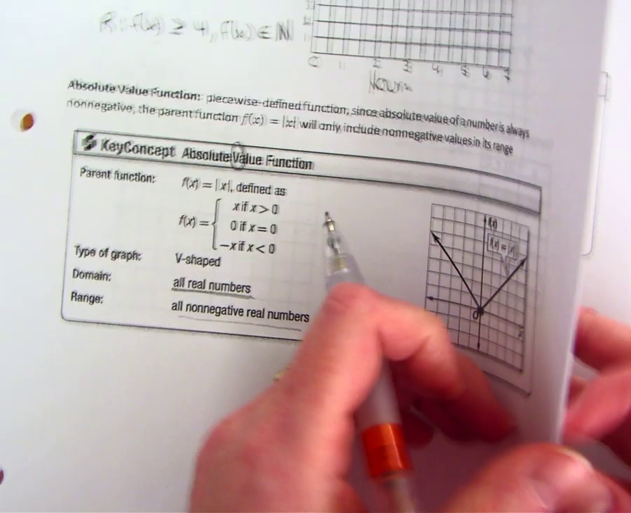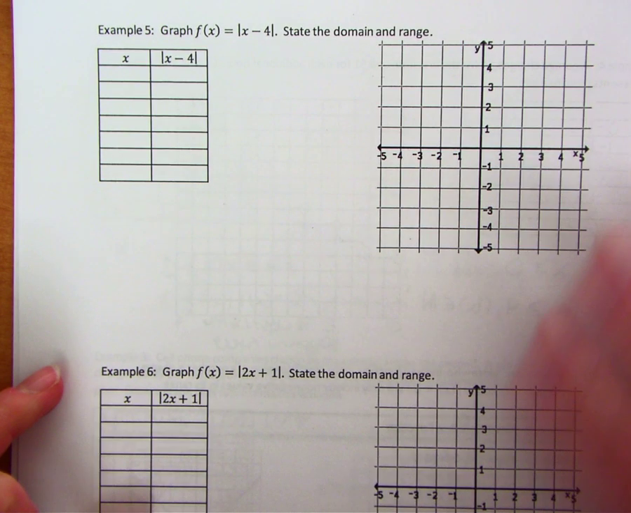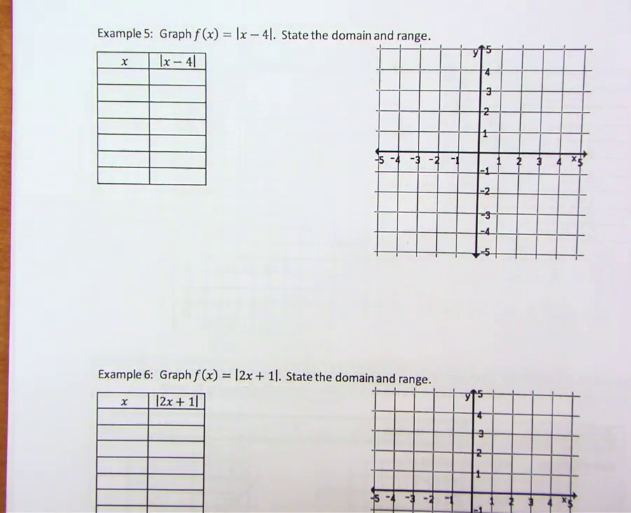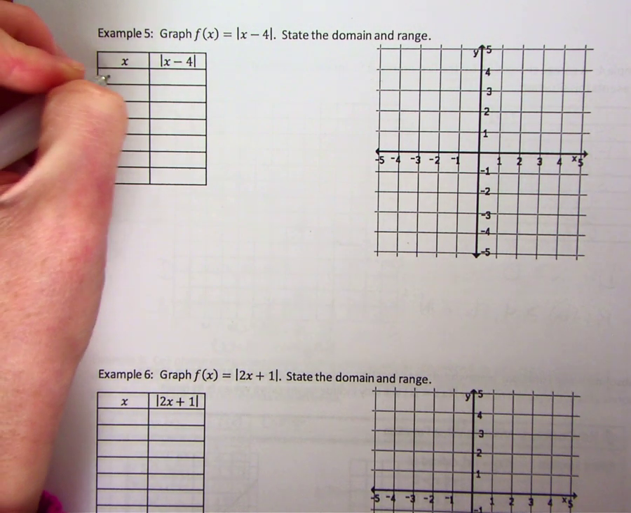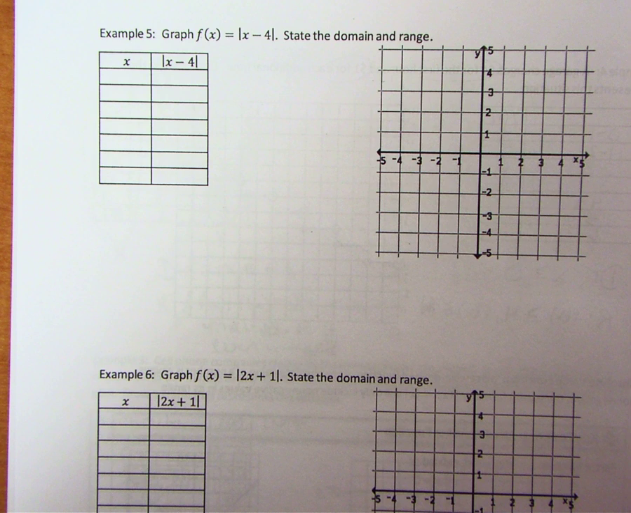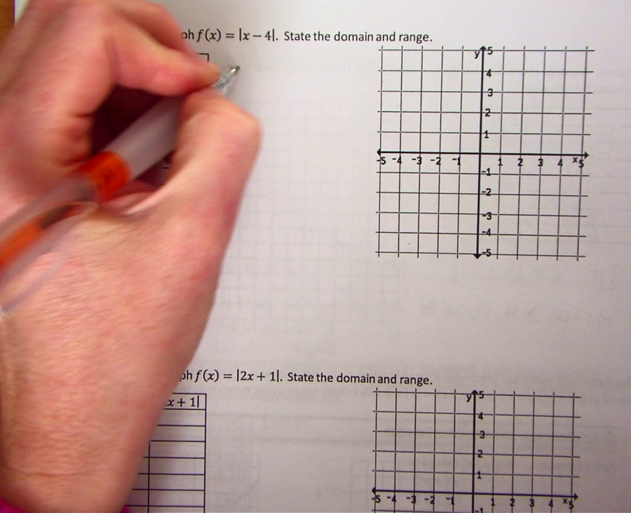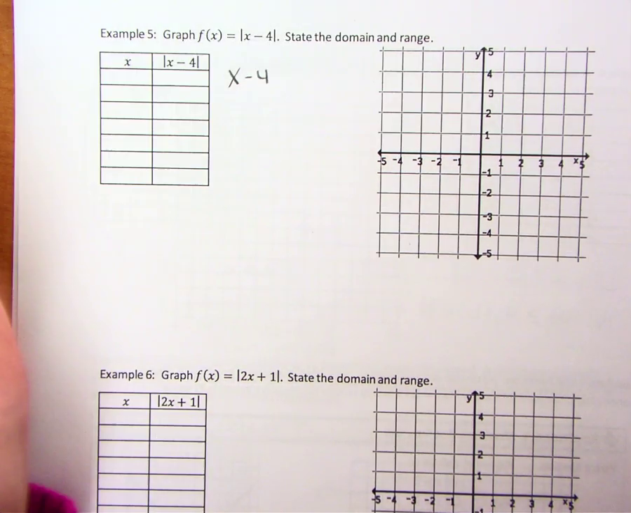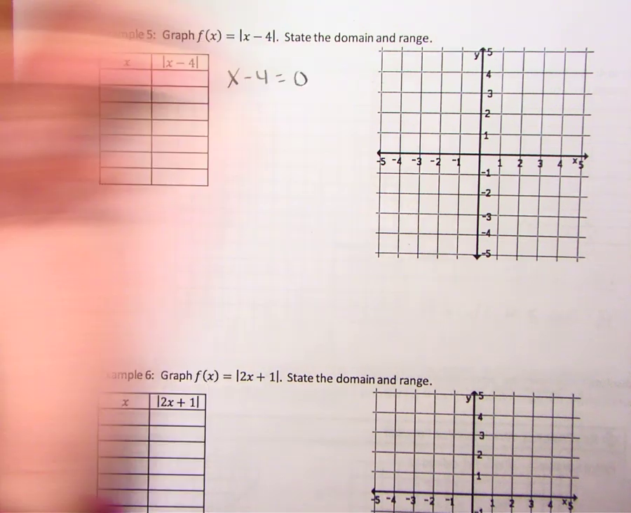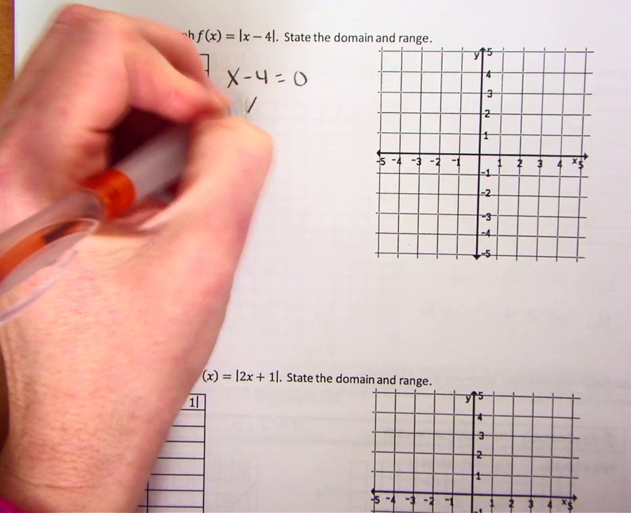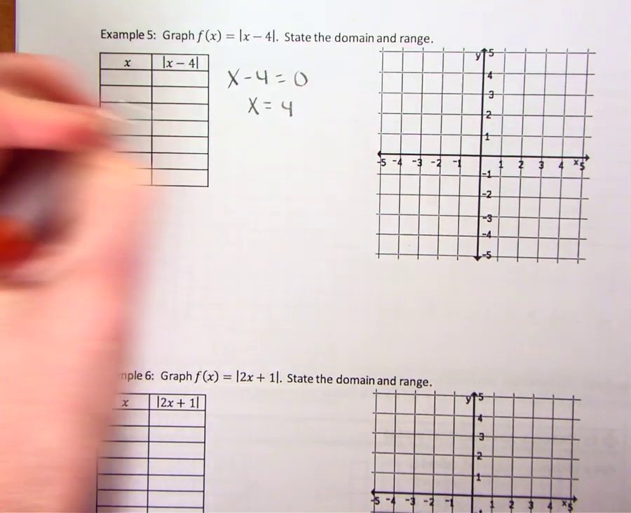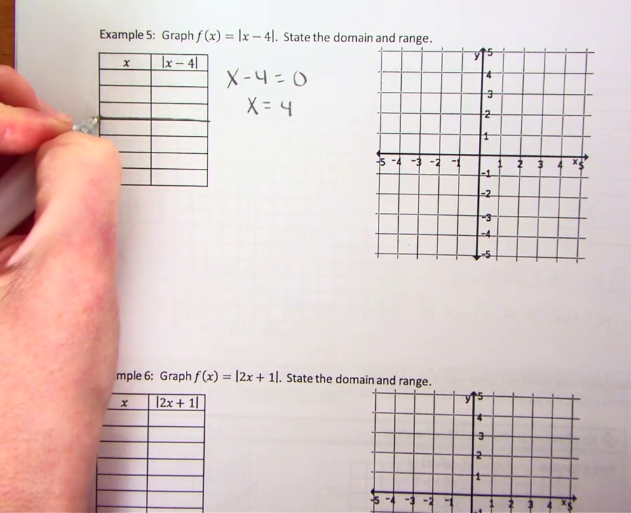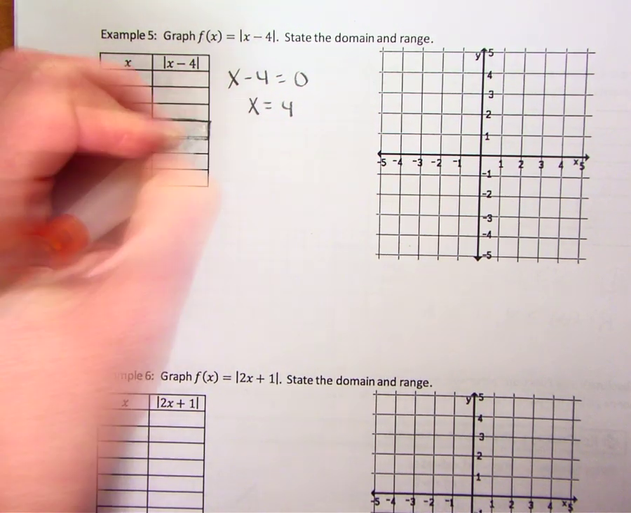So if we look at an example, graph the function f of x equals the absolute value of x minus 4. The way we're going to determine which values to put in for x is we're going to take x minus 4 and set it equal to 0. Okay? And then we're going to solve. So x equals 4. That is going to be the middle. That's where the vertex is going to be, so we're going to set that as the middle of our graph.